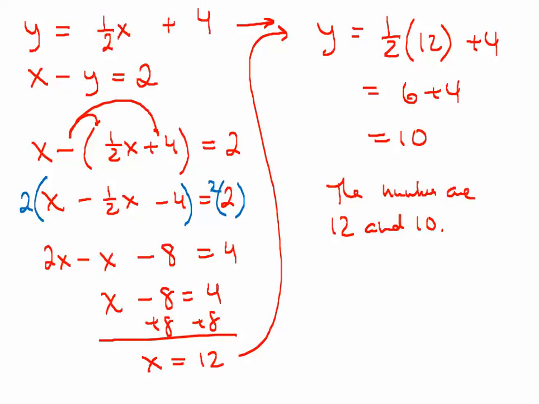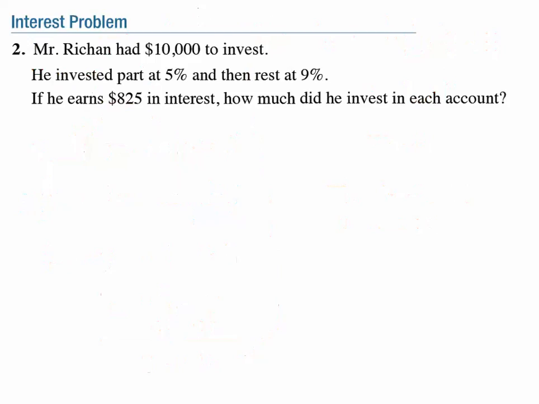Okay. Next one. So that was the number problem. Finishing it off, it doesn't really matter what the x and y is. You just sort of label either or. As long as you're using your own equations, you'll wind up with the correct answers here. So let's go on to the interest problem then.